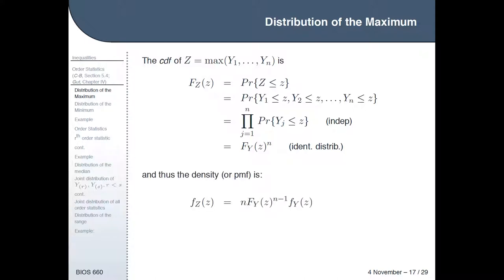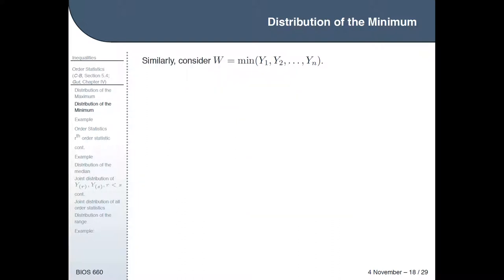And once we've got that, if we want to find the density or the PMF for that matter, we just differentiate and end up with n times the CDF to the power n minus 1 times the original density function. Now we have the density for the maximum. So let's say we want to do the same thing for the minimum.